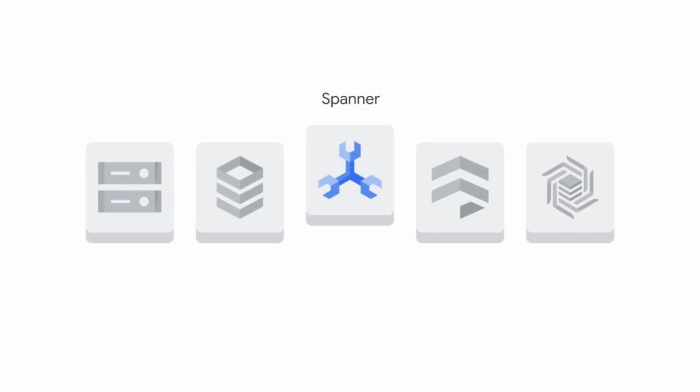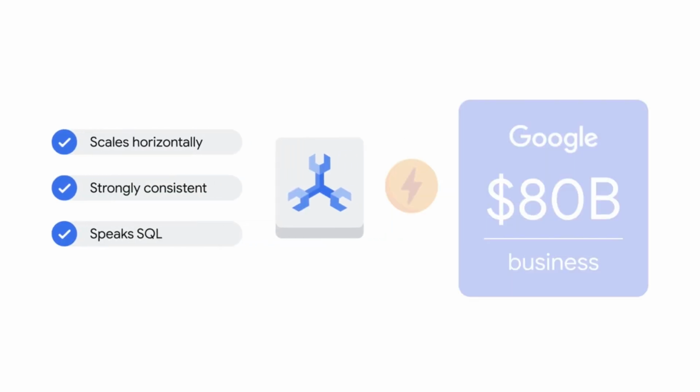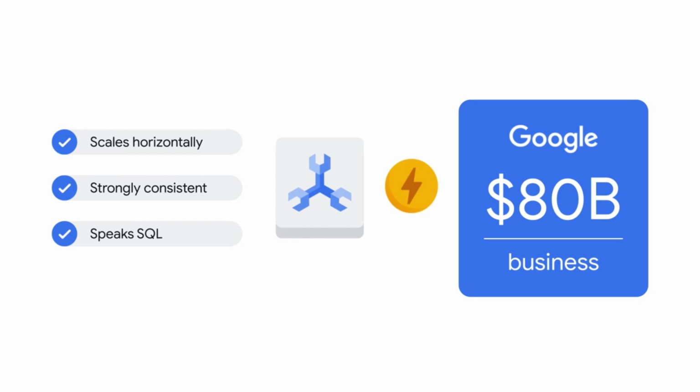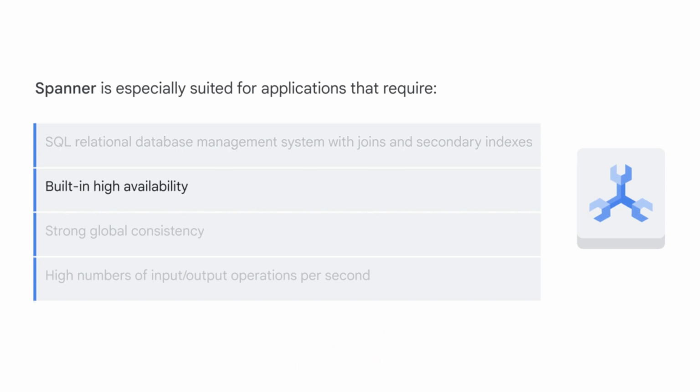The third core storage option offered by Google Cloud is Spanner. Spanner is a fully managed relational database service that scales horizontally, is strongly consistent, and speaks SQL. Battle-tested by Google's own mission-critical applications and services, Spanner is the service that powers Google's $80 billion business. Spanner is especially suited for applications that require a SQL relational database management system with joins and secondary indexes, built-in high availability, strong global consistency, and high numbers of input and output operations per second. We're talking tens of thousands of reads and writes per second or more.